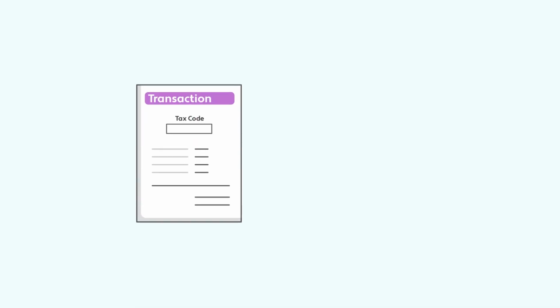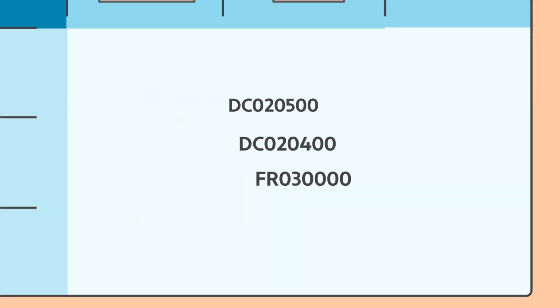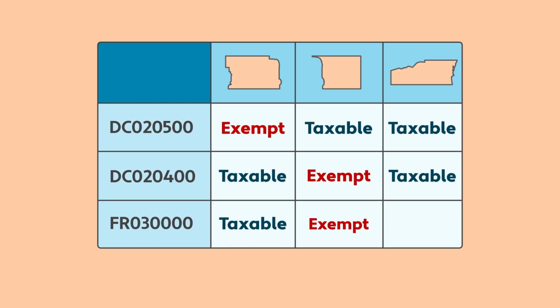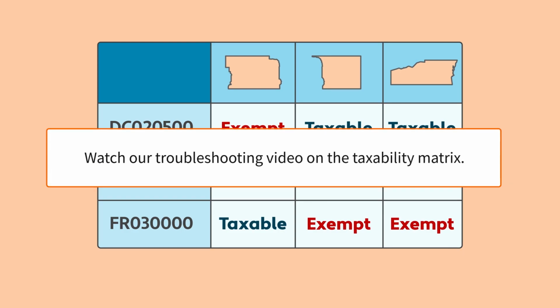Remember, our tax code search tool gives you tax code options, but it's up to you to select the right tax codes for your business. Before you make decisions about your item's tax codes, you can check a taxability matrix. It will tell you if the tax codes are taxable or exempt in the jurisdictions where you do business. To learn more, watch our troubleshooting video on the taxability matrix.